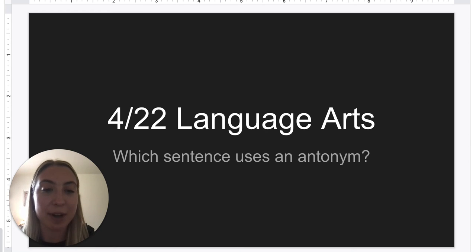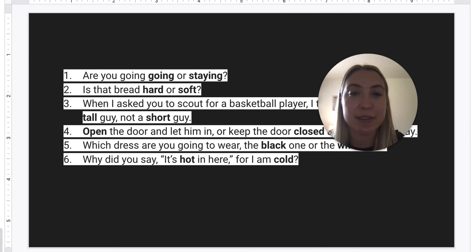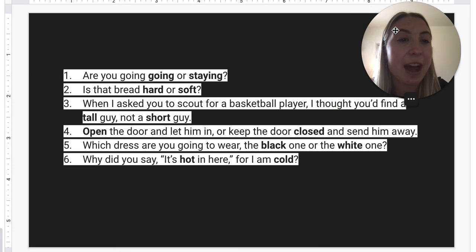Today we're going to be working again with antonyms. Just to go over what those are, we're going to look at sentences that have antonyms in them. Remember, these are words that have opposite meanings, so they're different from our synonyms because we wouldn't change these out in a sentence. So fast, the opposite would be slow, and small, the opposite would be big. These are just some examples. So let's read some sentences and talk about how they are antonyms.